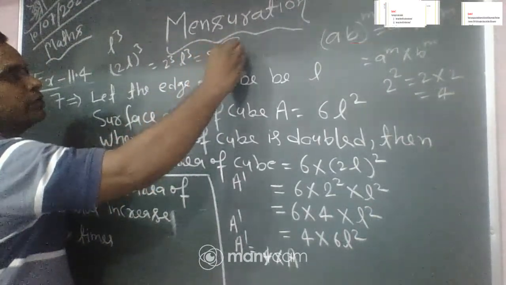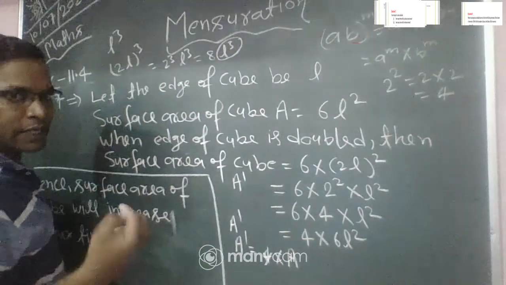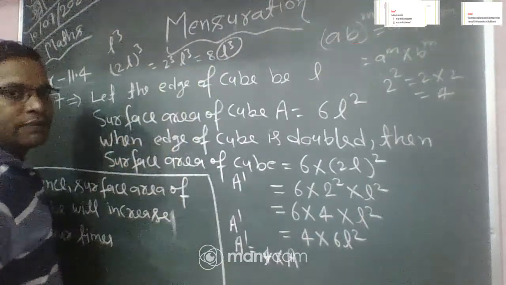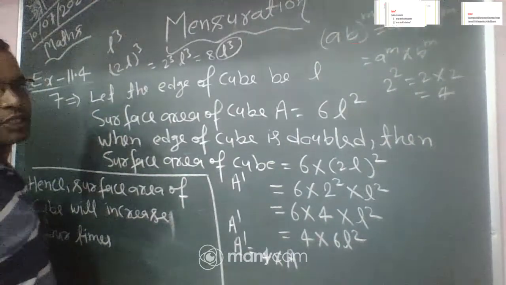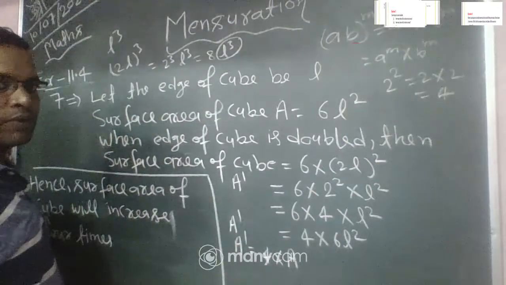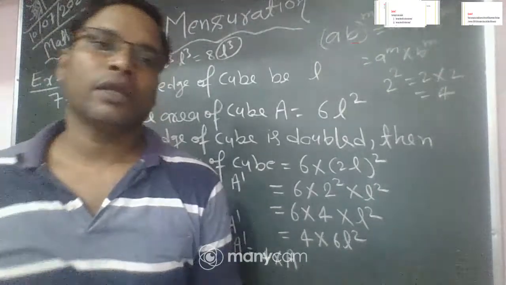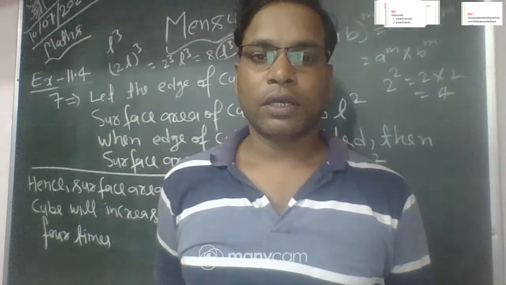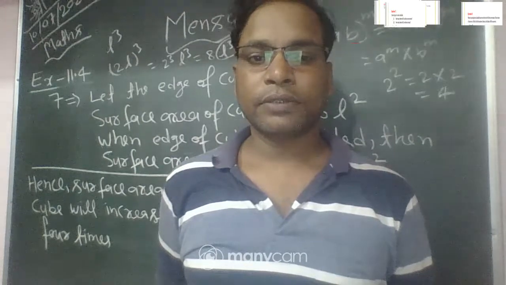This is our original volume of the cube when the side is not doubled, and this, 8 into L power 3, is the volume of the cube when the side is doubled. So how many times does the volume increase? You can see here 8 times the volume will increase when the side is doubled. So students, I hope all of you understood these questions. Thank you for watching. Jai Hind.